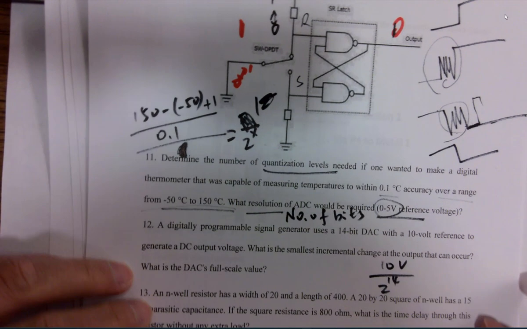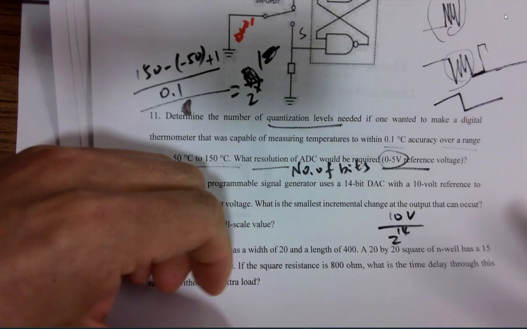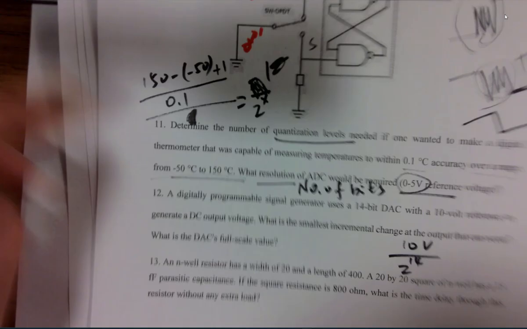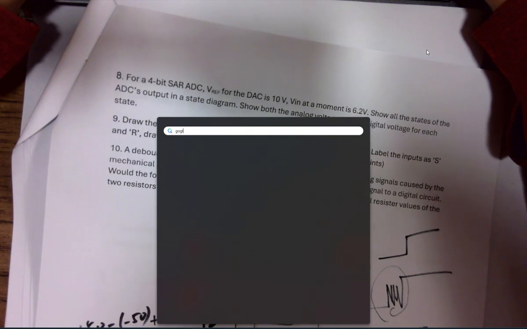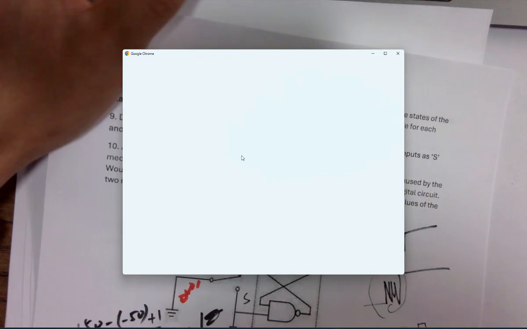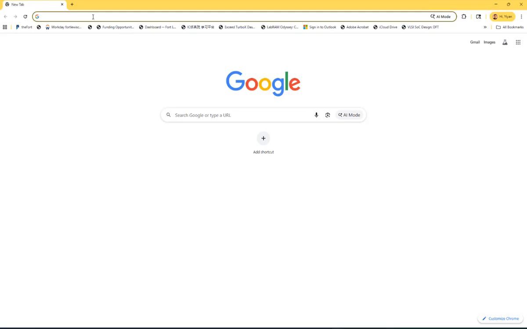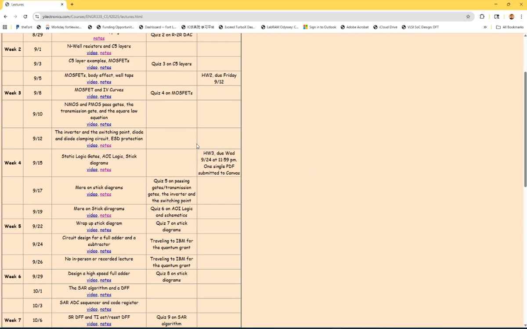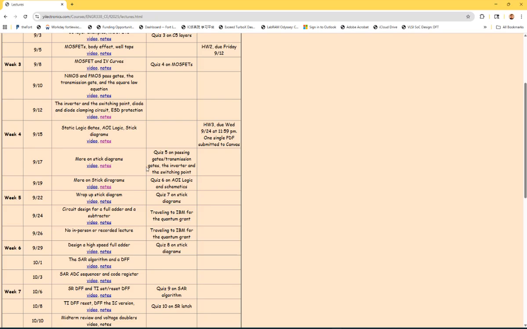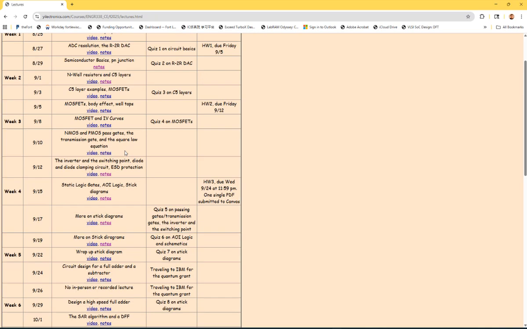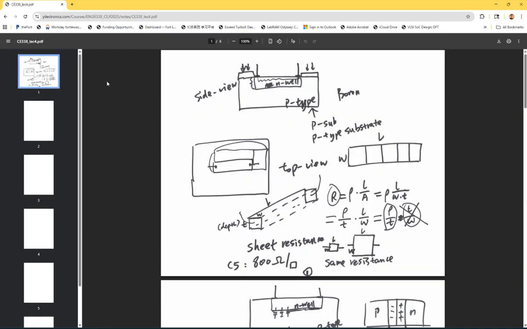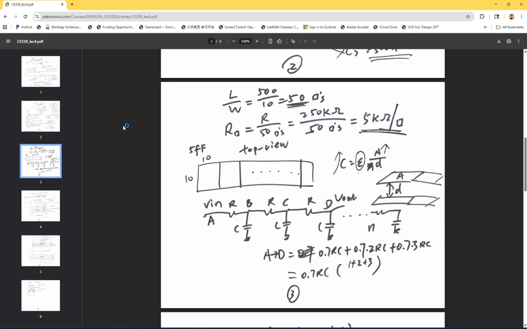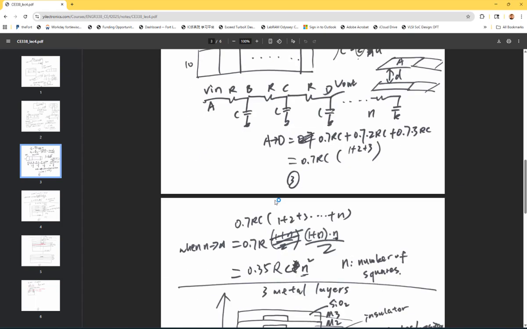N-well resistors. I don't know if I gave you guys the solution to it, but it's something you need to know. There were some confusions about it from the homework assignments that I graded. N-wells, let's see. Okay, this guy, right?